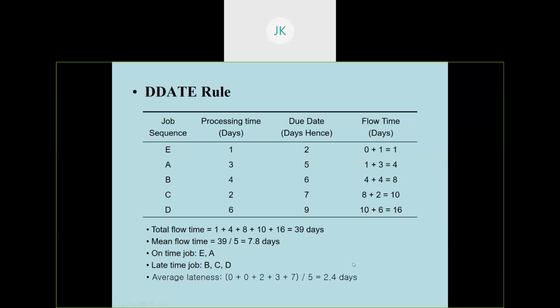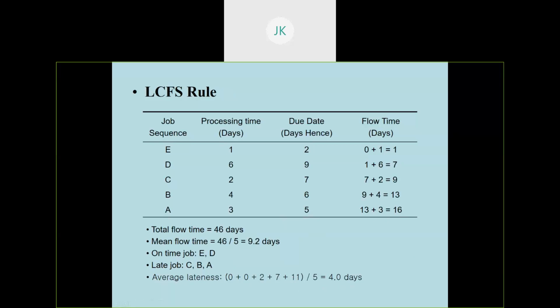And the due date rule: whichever has the shorter due date goes first, then second, and so on. So the job sequence is E, A, B, C, D. Total flow time is 39, mean flow time 7.8. For on-time jobs, E and A meet the due date, and the others are late. Average lateness is 2.4.